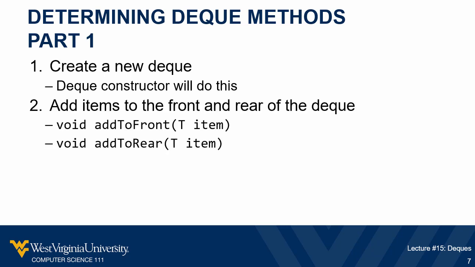We'll need a way to add things to the deque, and since we're going to support adding at either end, we're going to provide two separate methods for this, an add to front and add to rear. Alternatively, we could design this so that there was a single add method with a parameter specifying what side you wanted to add on, but I think in this case having a separate method altogether is going to be a little bit simpler.